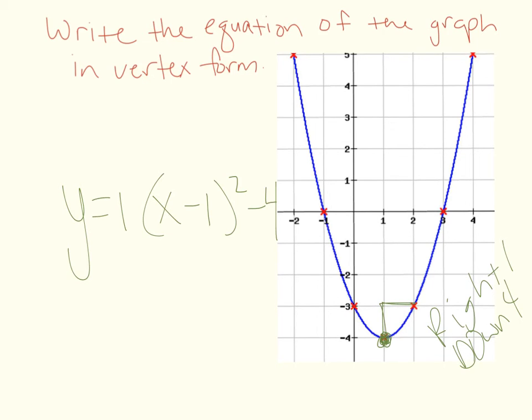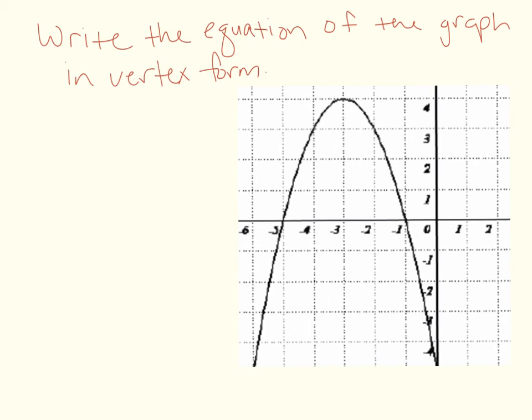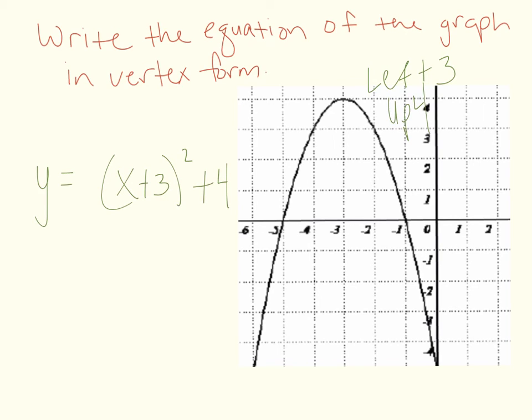Since this opened up and it just went up 1 over 1 right here, there's just a 1 or nothing in front. On this next one, again, we've got to figure out where it moved. It went left 3 and up 4. So I get y equals something squared with an x in here. To move left 3, we would want a plus 3. To go up 4, we would want a plus 4. And because this is upside down, we need a negative in front.